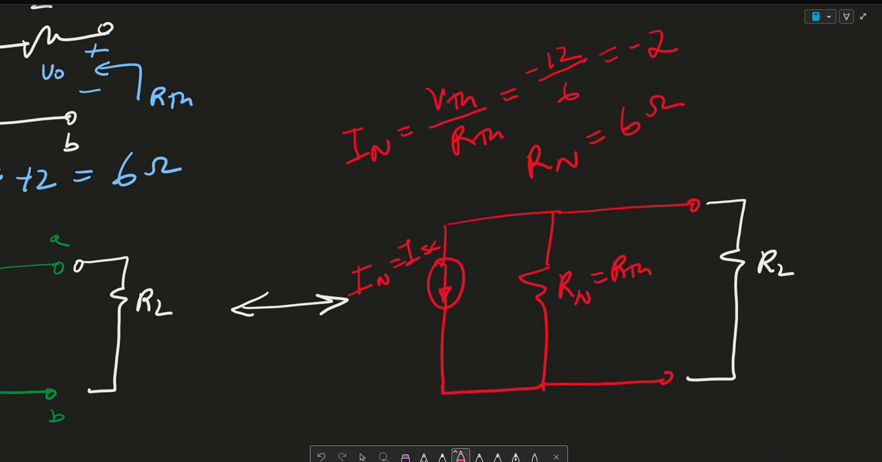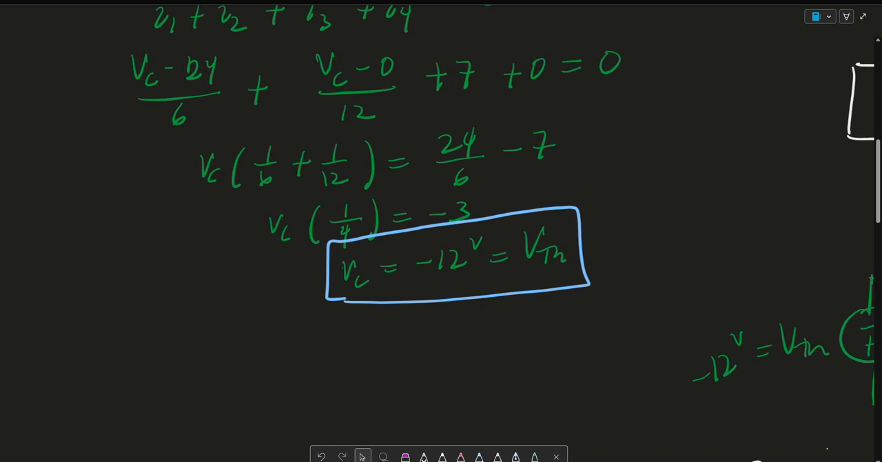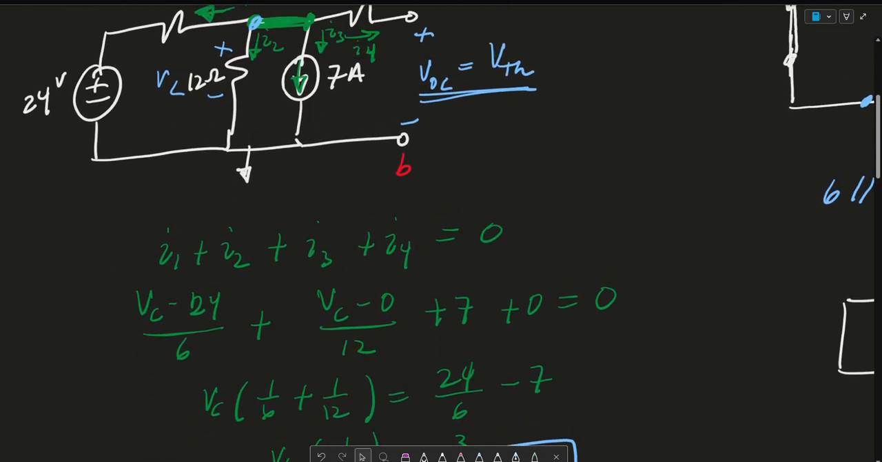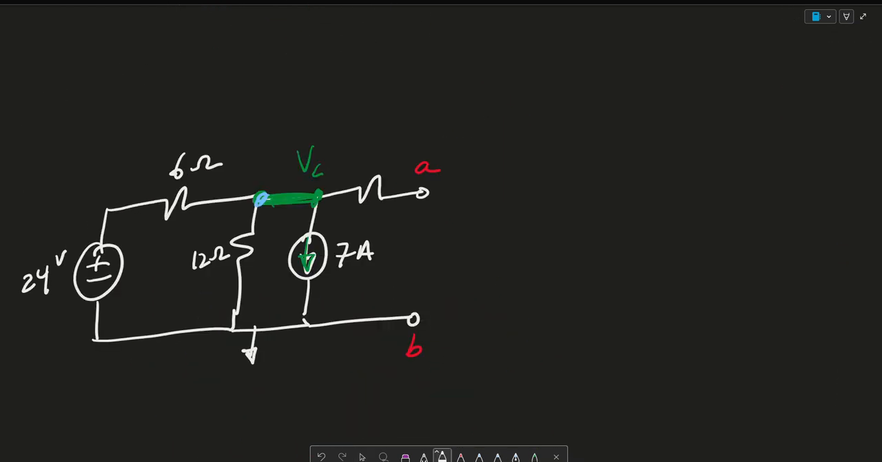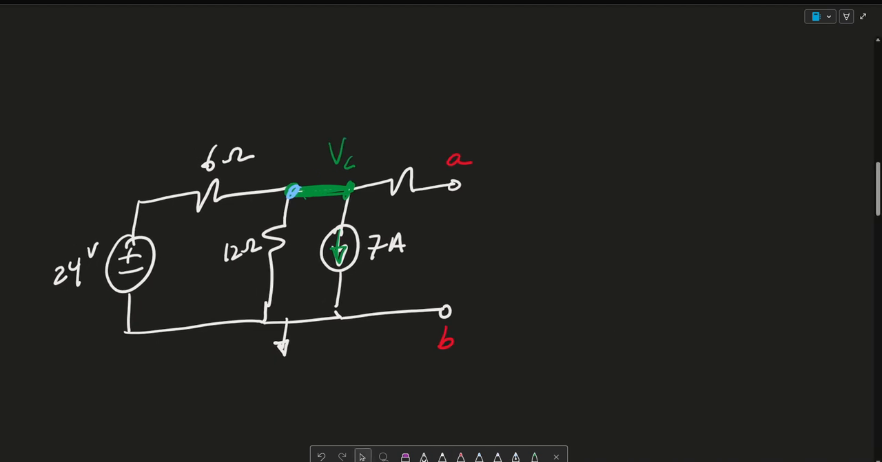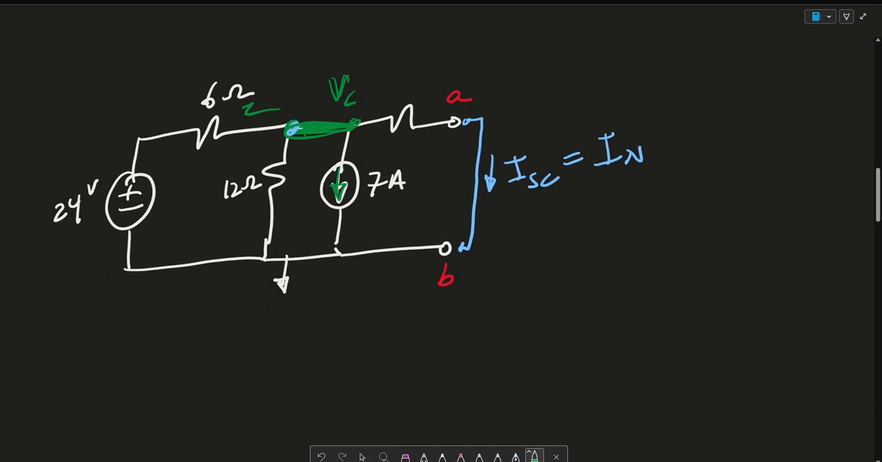If you wanted to find your Norton equivalent circuit from the example, let me go ahead and clear this out. So in order to find our I Norton, we can go ahead and attach a short circuit here. So that's why it's called I short circuit. It's also equal to I Norton. And again, let's go ahead and find VC. So VC is the voltage here. So we can define our currents I1, I2, I3, and I4.